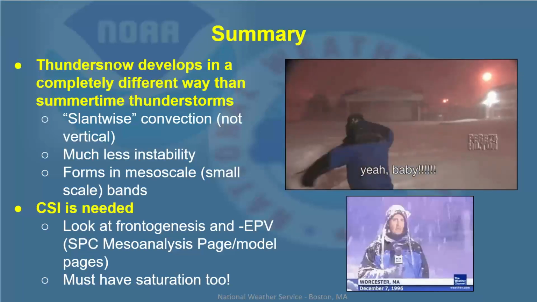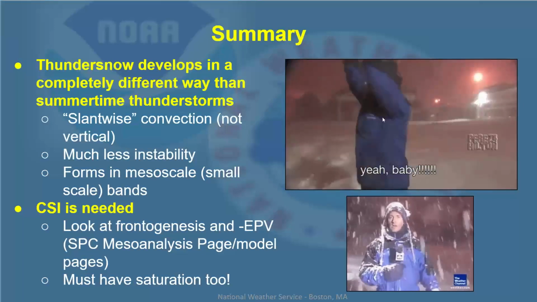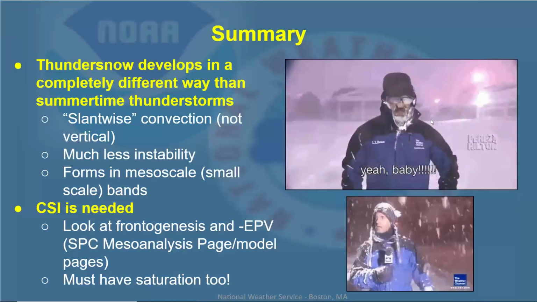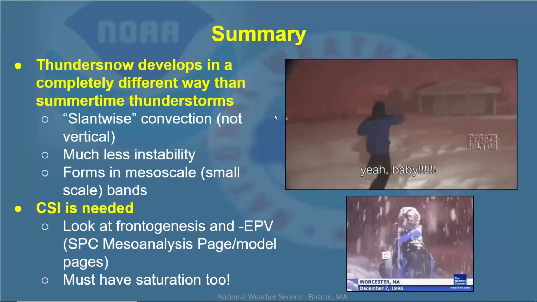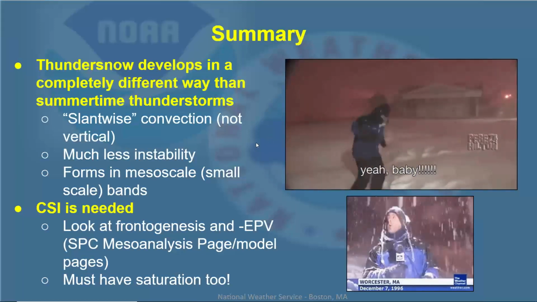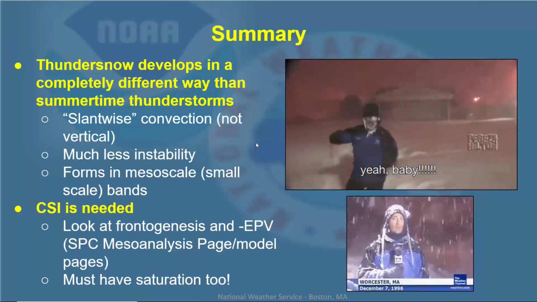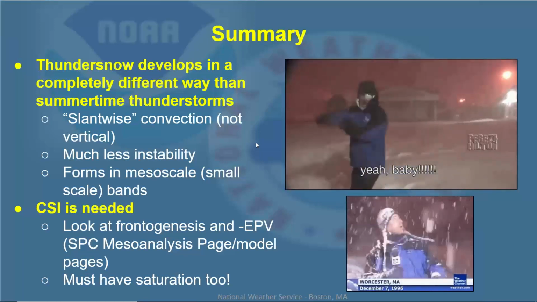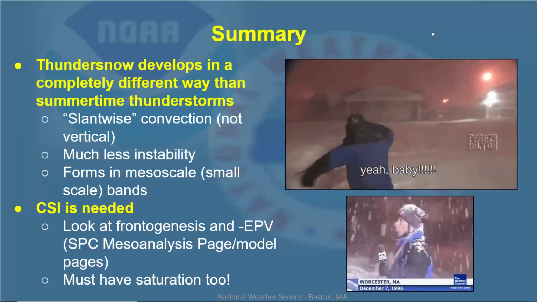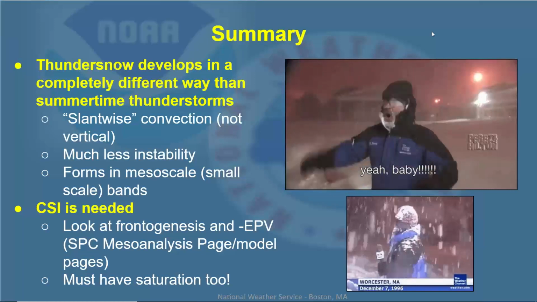You need your convective conditional stability, CSI, and then you want to look for areas of frontogenesis and negative EPV. The Storm Prediction Center mesoanalysis page is a great site for it, and the College of DuPage website too. And last but not least, you need moisture. Ideally, you need a deep layer of moisture to work with. Otherwise, you can have a very explosive environment, but it's not going to do anything.